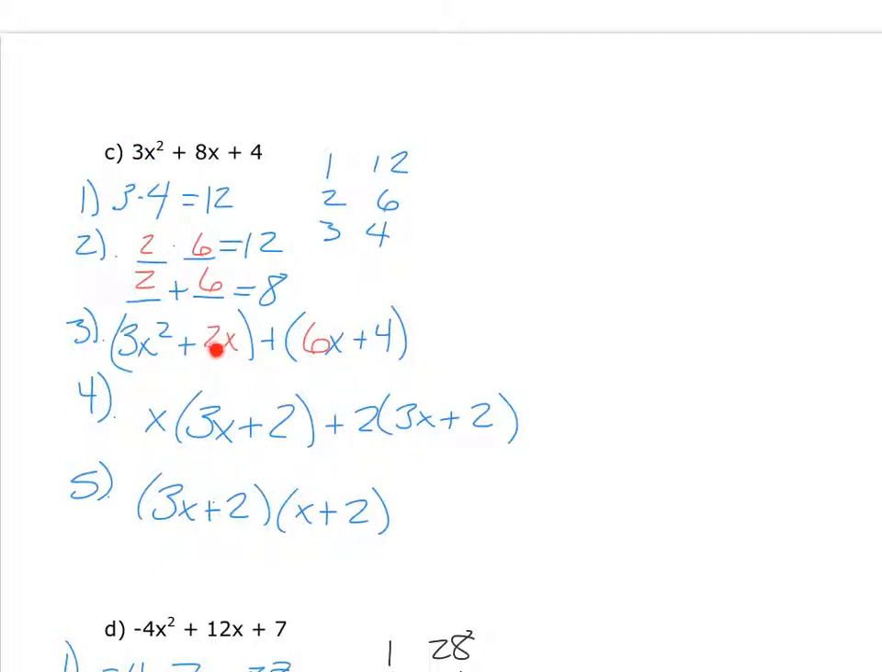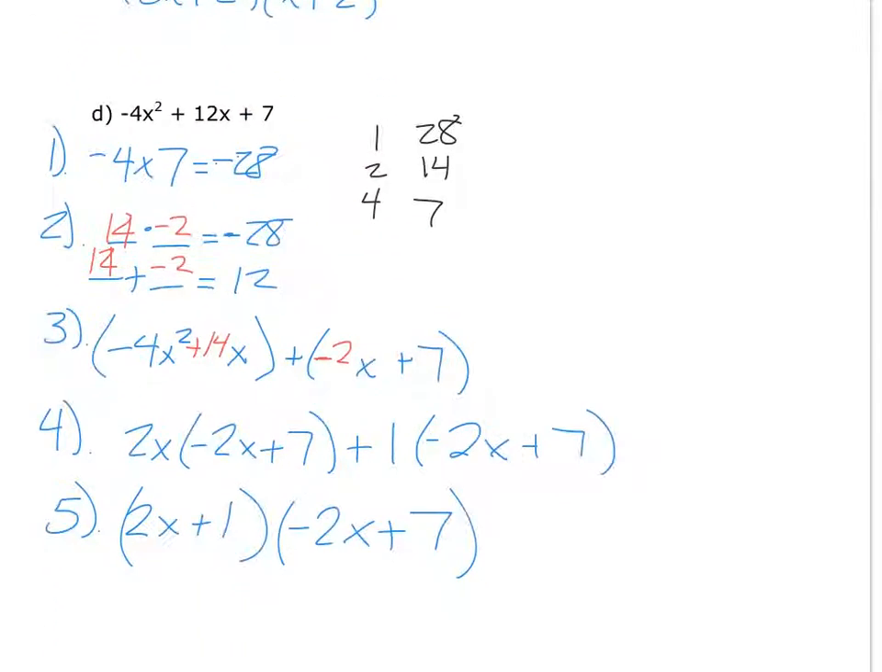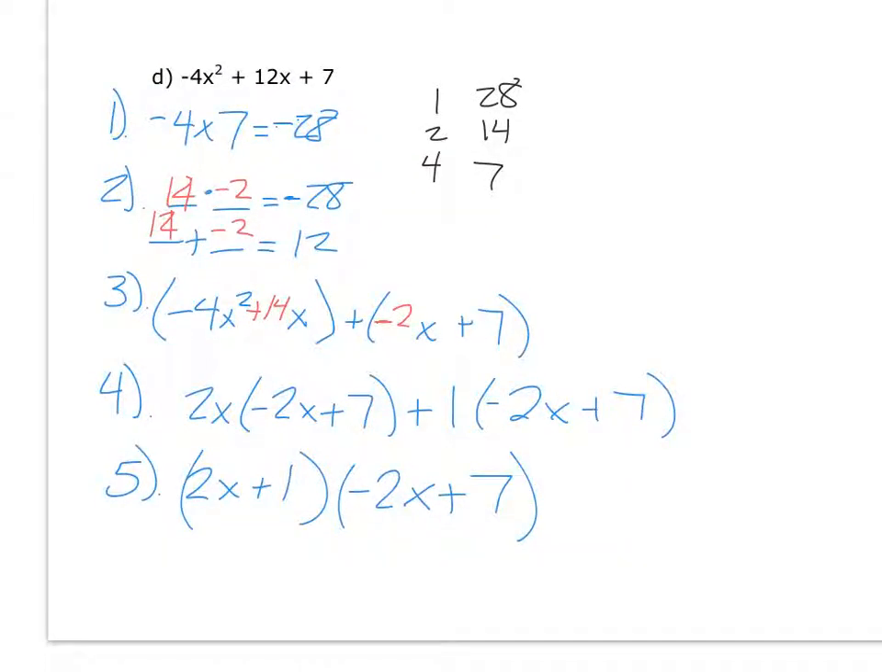The only thing that changes is the fact that we took this 8x in the middle and we ripped it apart into two different factors so that we could factor by grouping in steps 4 and 5. Again, I could only take out a factor of x, so that leaves me with 3x plus 2. I could only take out a factor of 2. That leaves me with another 3x plus 2, so I get 3x plus 2 and x plus 2 for my answer.